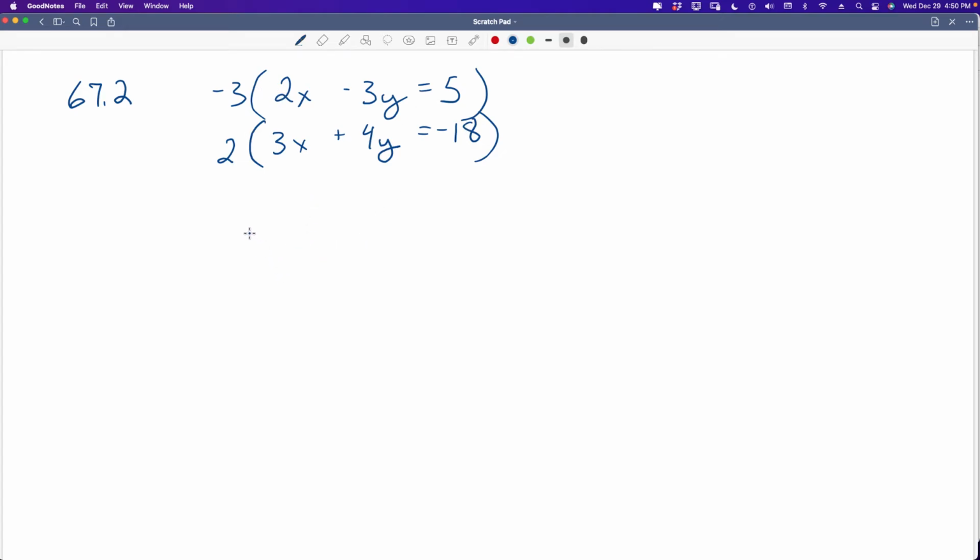So I'm going to rewrite this. Negative 6x plus 9y equals a negative 15. And I'm going to rewrite this one. Positive 6x plus 8y equals a negative 36. Now I can combine those. I can eliminate that. This is going to be 17y is equal to negative 51.